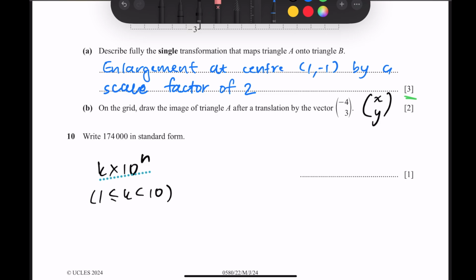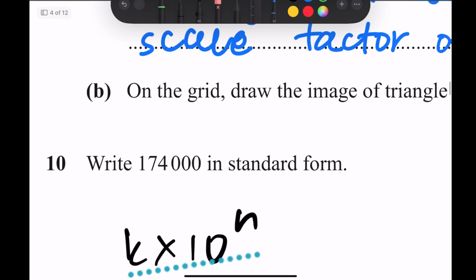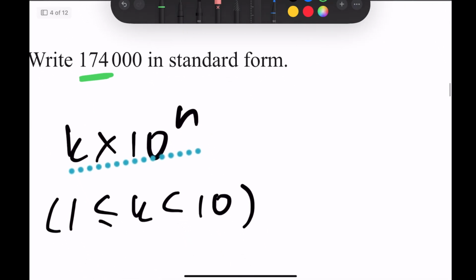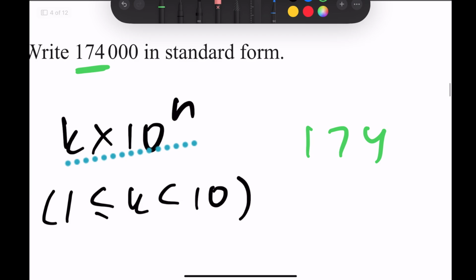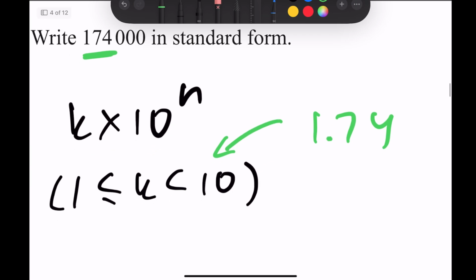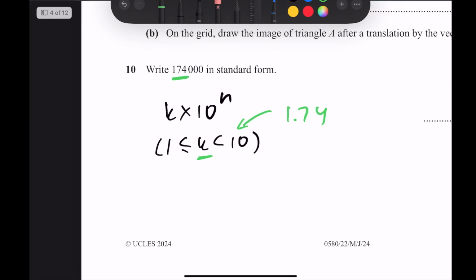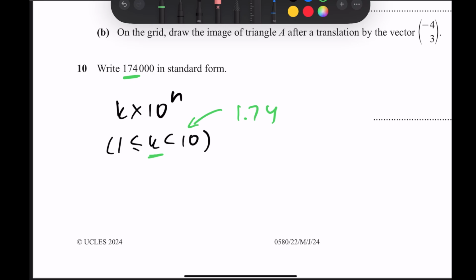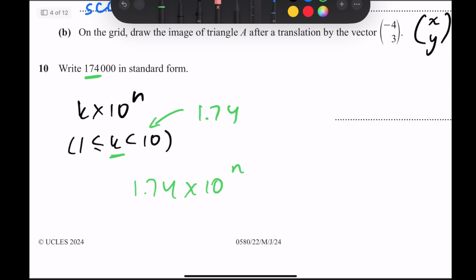In this case, we take all the non-zero digits, the significant digits, which is 174, and we put a decimal place such that this value fits within this range. The only place where we can put a decimal place is between 1 and 7, since 1.74 is greater than 1 and less than 10, so it fits this range. So 174,000 in standard form is equal to 1.74 times 10 to the power of n. Now we don't know what n is, so that's the next step to find out.